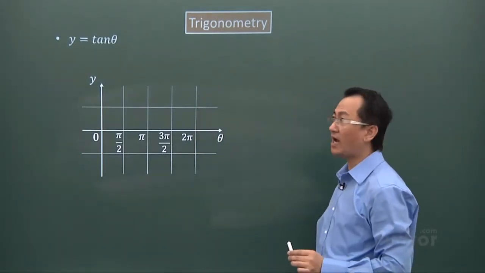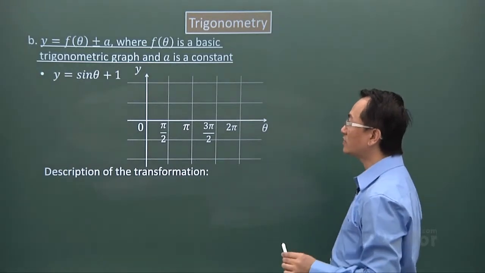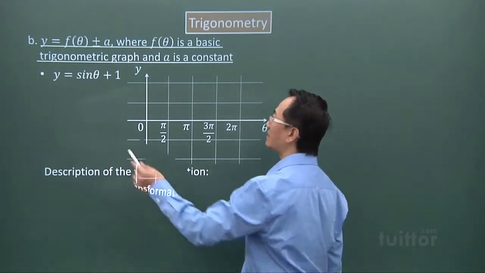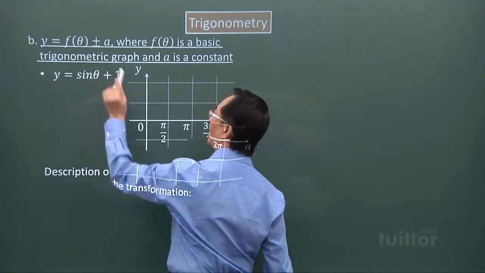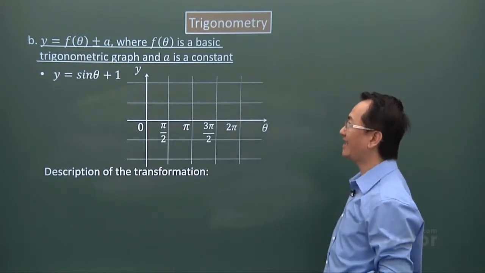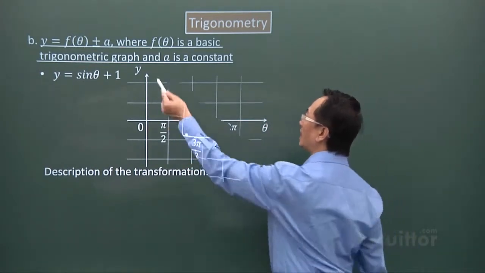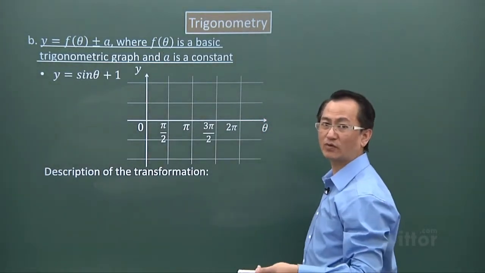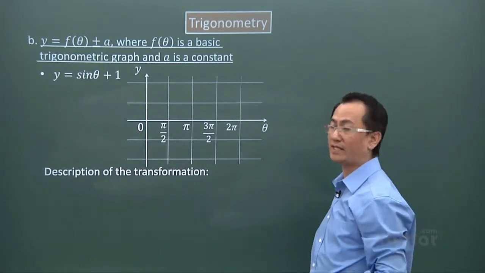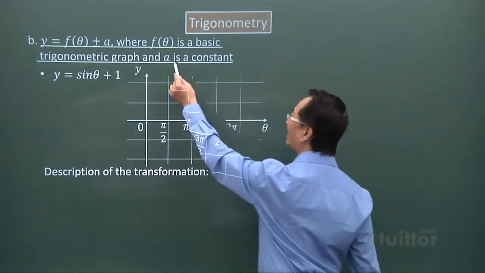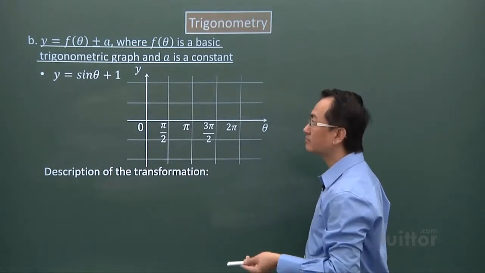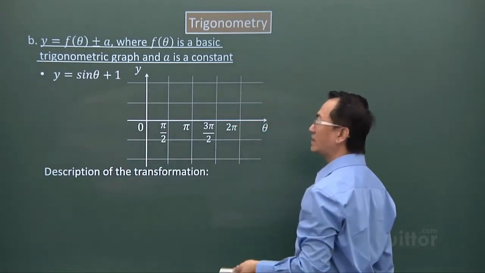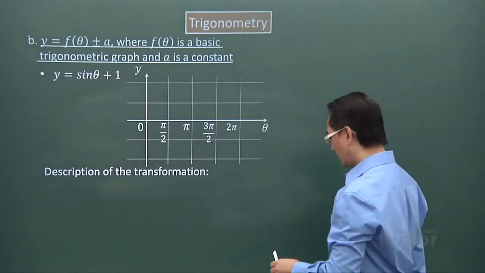Now with the basic graph, I introduce some movement of the graph. The first case I'm looking at is y equals f bracket theta plus minus a. Now the f bracket theta is just some basic graphs we are looking at, sine theta or cos theta or tangent theta. But the a is a constant. So in this case, you notice that the a is a plus 1. So what does the plus 1 do, really?